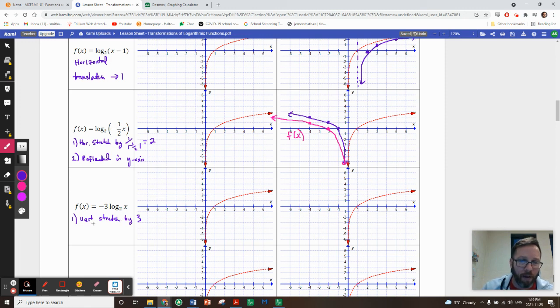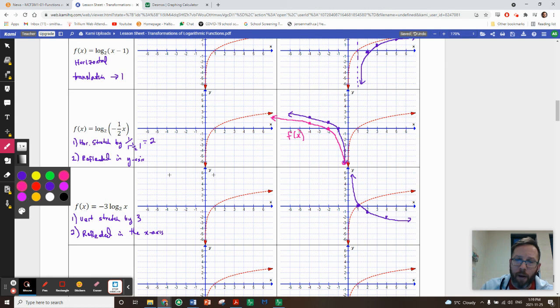I just want to manage my space here. And then the negative 3 indicates that this is going to be reflected in the x-axis. So we can apply those one at a time. So I'll reflect first. So 1, 0 stays where it is. 2, 1 goes to 2, -1. 4, 2 goes to 4, -2. So our reflected graph looks something like that.